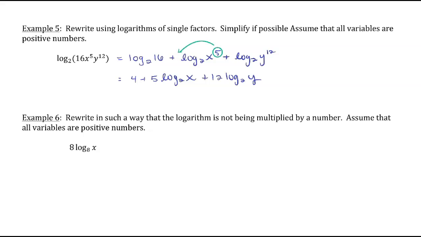In example 6, we're going to do the opposite. We're going to rewrite this in such a way that the logarithm is not being multiplied by a number. In other words, we don't want this 8 out in front. Instead, we'll use the power rule in reverse and move the 8 up as an exponent of the x. In other words, this is equal to log base 8 of x to the 8th.